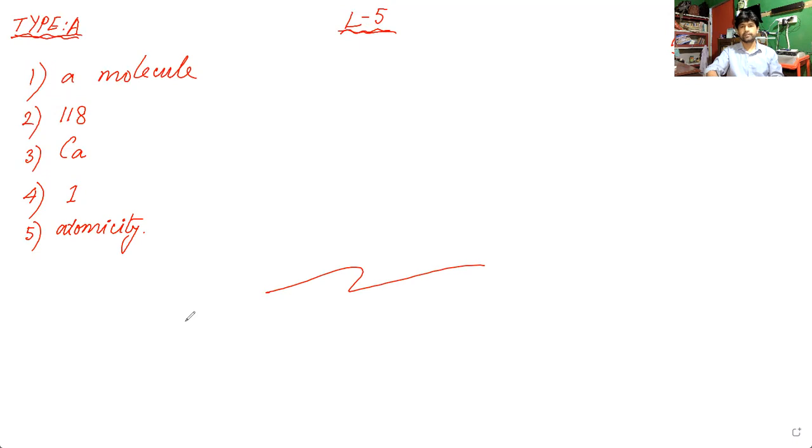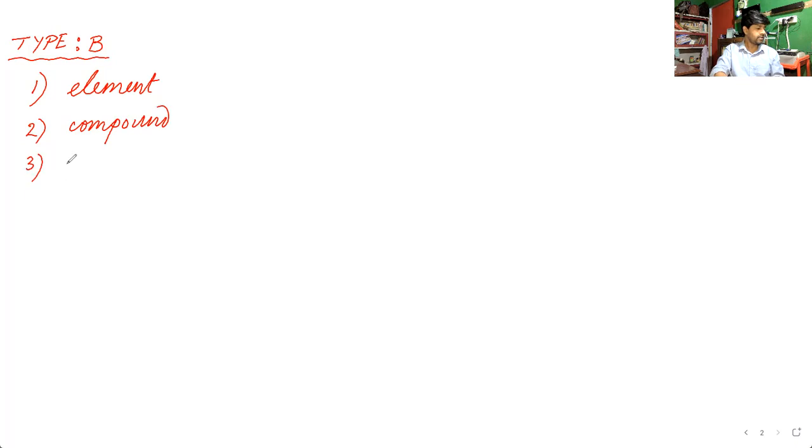Did you finish? Okay, then I'm going to the next. Now type B, fill in the blanks. So there also you will write the answers. How I'm writing on the board, like that you write. First one is element. The second one is compound. Number 3, the third one, it is matter.